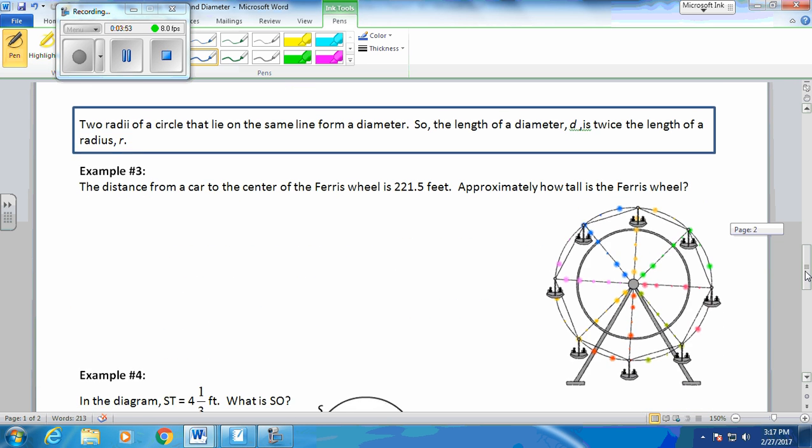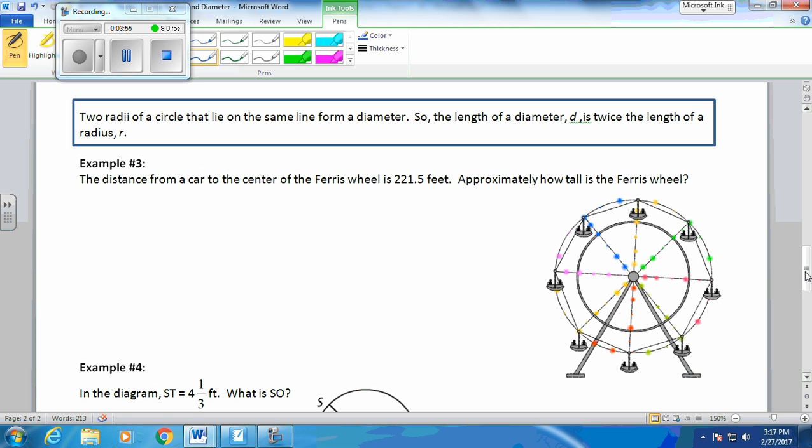This again is just summarizing the relationship between the radii and the diameter. It says that 2 radii of a circle that lie on the same line form a diameter. So the length of the diameter, D, is twice the length of the radius, R. So we could say that D, the diameter, equals 2R, 2 radii.